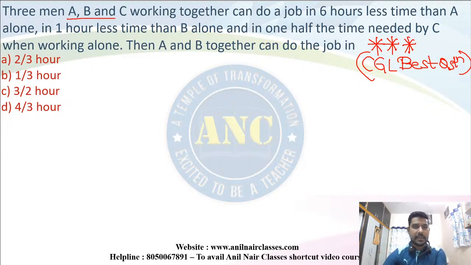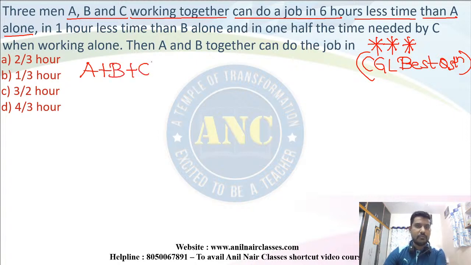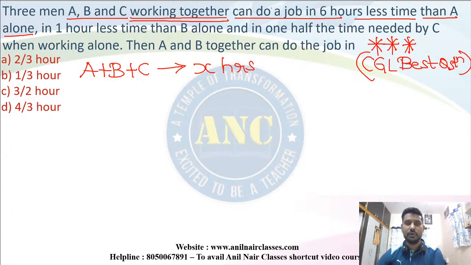Three men, A, B and C, working together can do a job in 6 hours less than A working alone. That means, suppose there are three people, A, B and C, working together, and assume that all three working together will take X hours to complete the task, right? The question says three men ABC working together can do a job in 6 hours less time than A working alone. That means if all three people are working, they will be taking 6 hours less than A working alone.